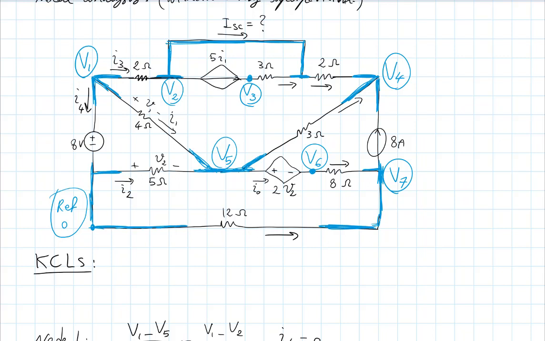Now, of course, once I have solved this, so let's say I have V1 and V2. From that, I can calculate the current I3. I have V1 and V5. From that, I can calculate the current I1. And then right here, I can say that I have I3 going in, 5 I1 leaving. And so from that, I can calculate the short circuit current.